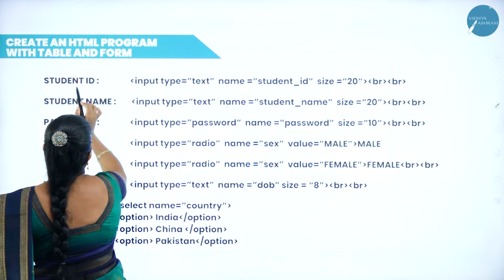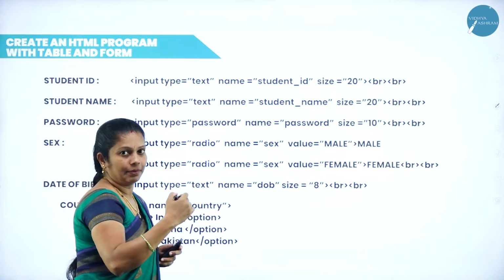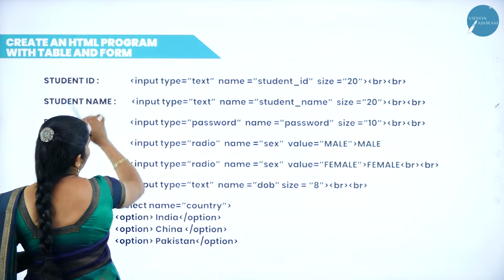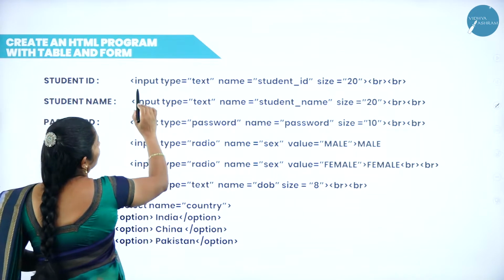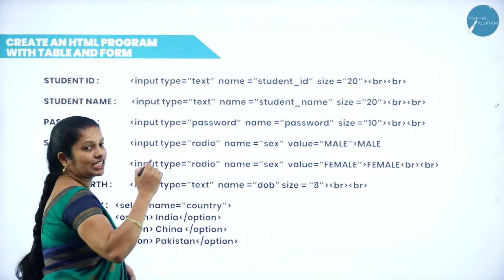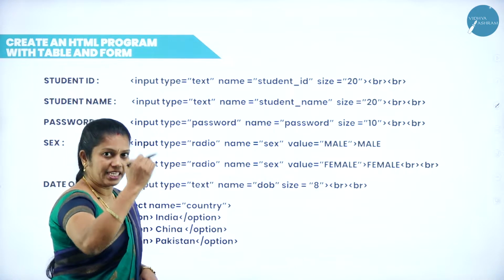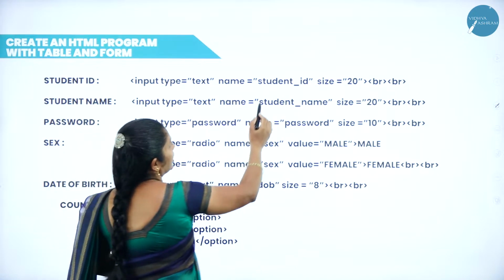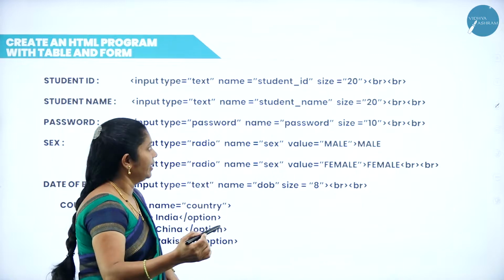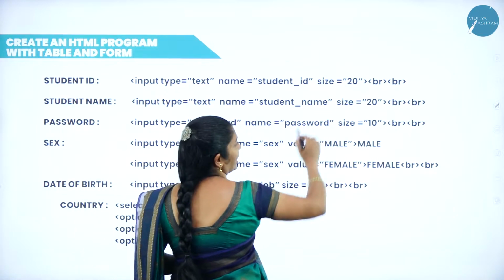Next, here we have student ID in the same table, student ID, then a colon. Then here we have written input type equals text. It means that we want to write text in that box. Then student ID is the name of the data and size here we have given as 20.